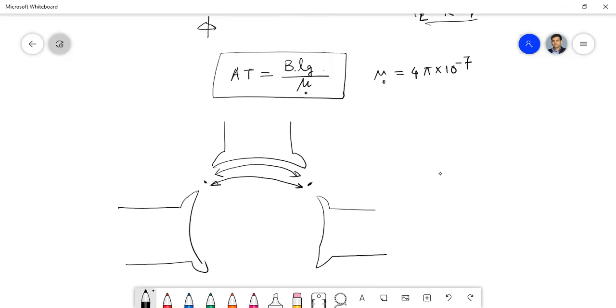So this is called the pole pitch, tau p. Now the pole pitch is generally greater than the pole arc, and that ratio, pole arc by pole pitch, is generally given by 0.67.